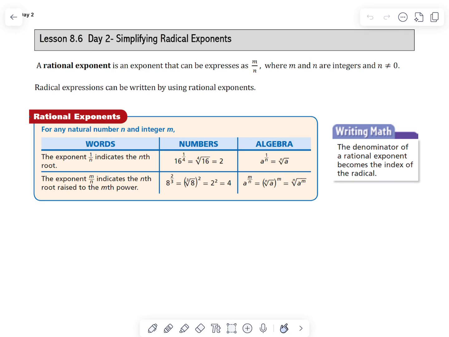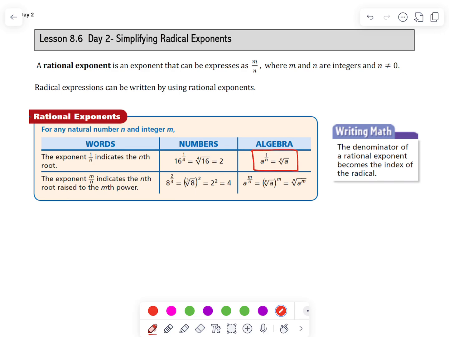So in this box here, it shows you the first, in words, the exponent of 1 divided by n indicates the nth root. So then there's an example of 16 to the 1/4 power can be rewritten as a radical, the 4th root of 16, and then you can reduce that down. As a property, it's a to the 1 over n, and that's going to be the nth root of a.